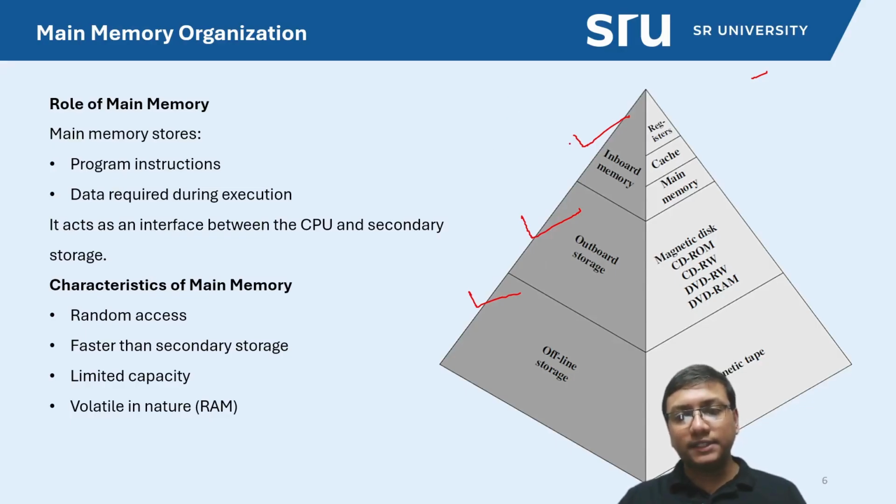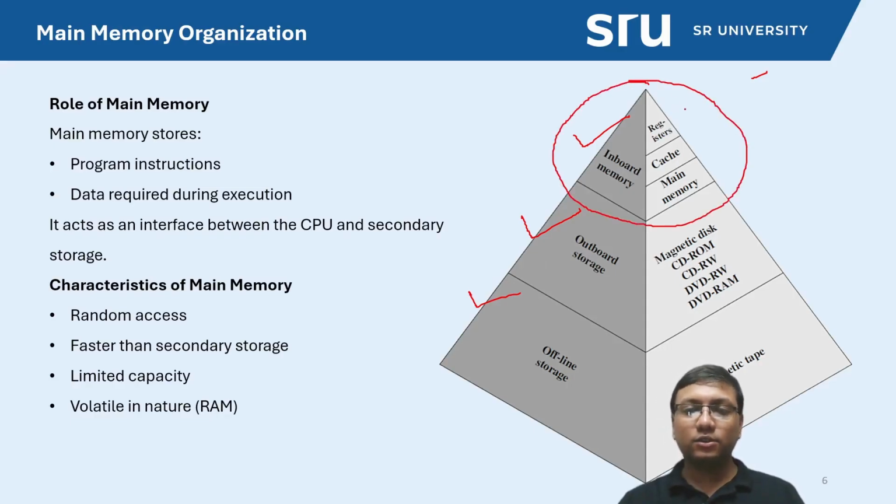So let us focus on the inboard memory. What are the different types of inboard memory? In inboard memory, there are registers. You already know that registers are part of the CPU to store data temporarily. Then comes cache memory, then main memory. These three types of memory are part of the inboard memory. Cache memory is the type of memory that sits in between the registers and the main memory.